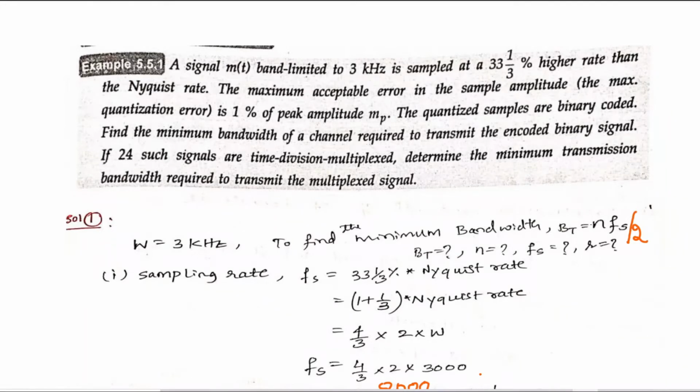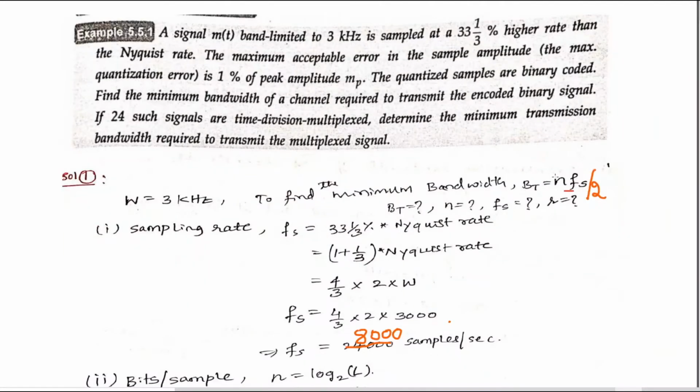Bandwidth BT is given by n times fs by 2, where n is the number of bits for representing each sample or each quantized level, and fs is the sampling frequency. Now to calculate BT we require n and fs. Also we can find it by using the signaling rate, which is given by small r. That will also be helpful for solving the next few problems as well.